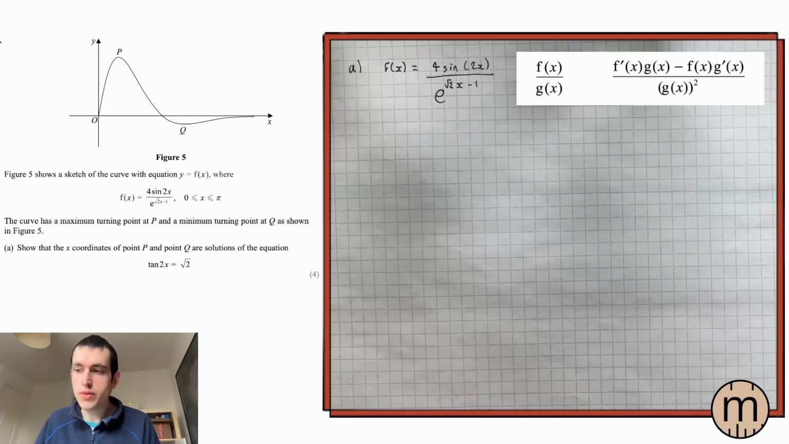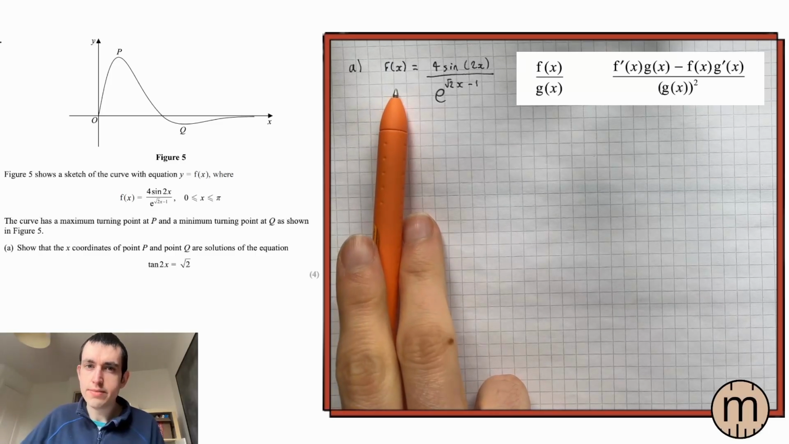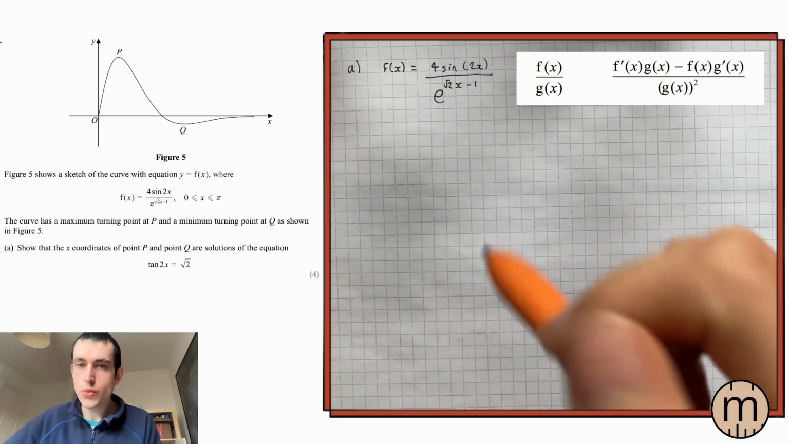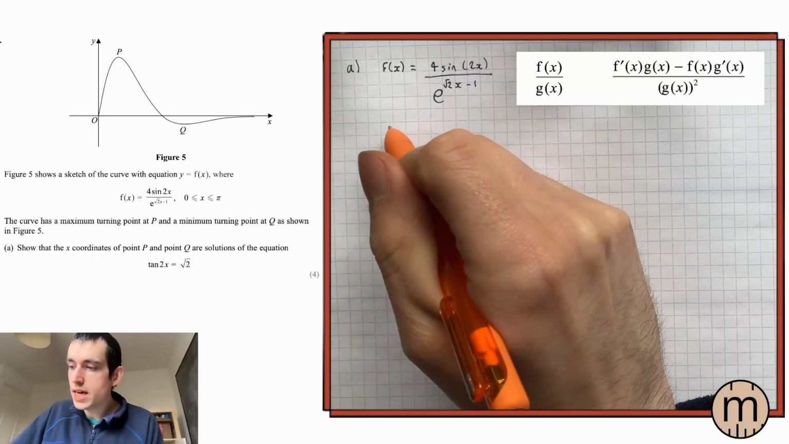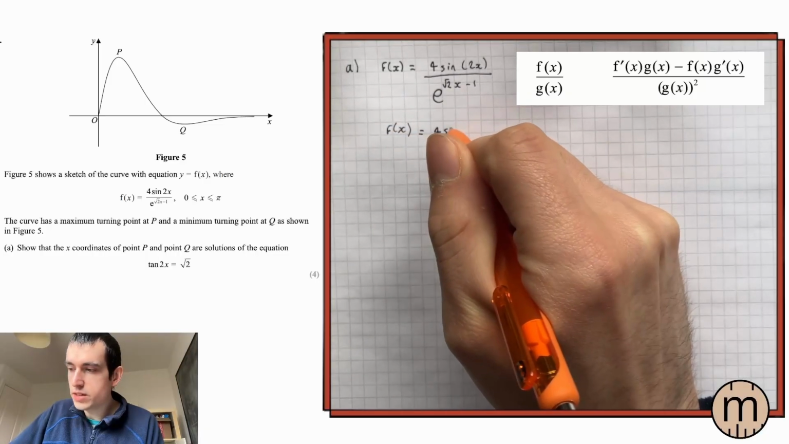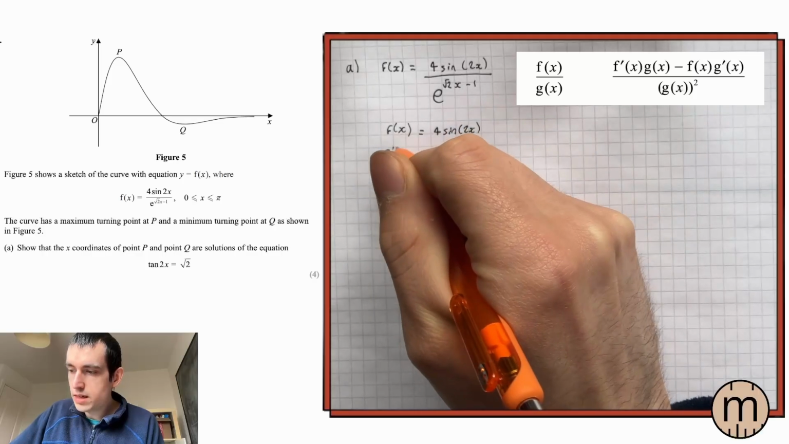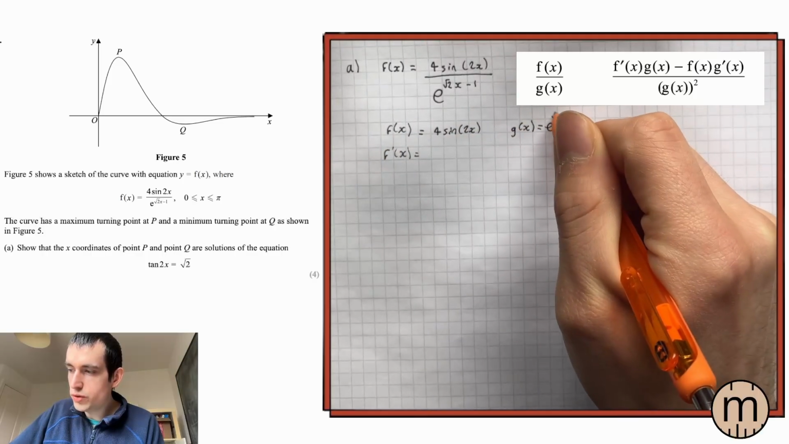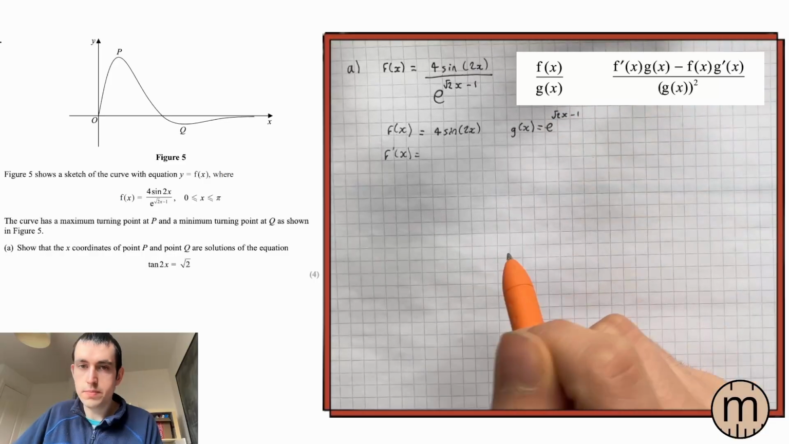We've got f and we've got g. Unfortunately, this is also f, so you do need to be a bit careful about your notation. But f of x in the formula is what's on top, and g of x in the formula is what's in the denominator. So with a bit of abusive notation, I'm going to say f of x is 4 sine 2x, and I'm going to say that g of x is e to the root 2x minus 1.